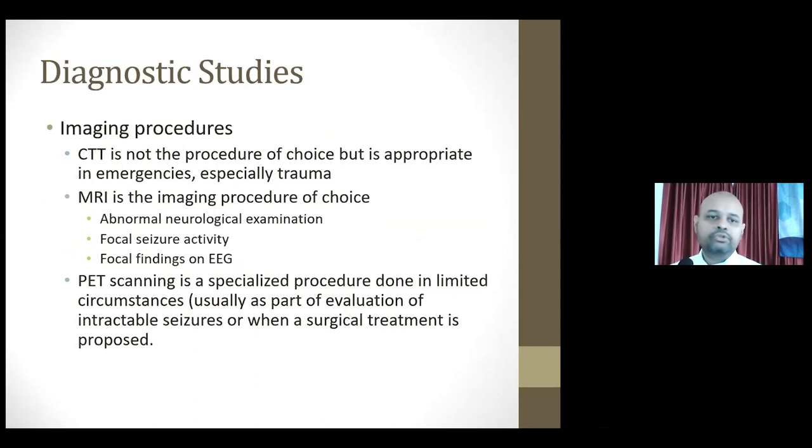Right. I'm not going to go through ambulatory EEG. Right. Imaging. Why is imaging used?